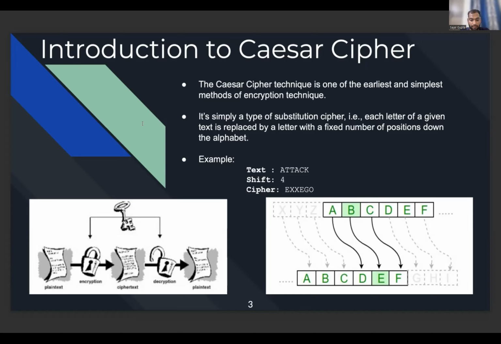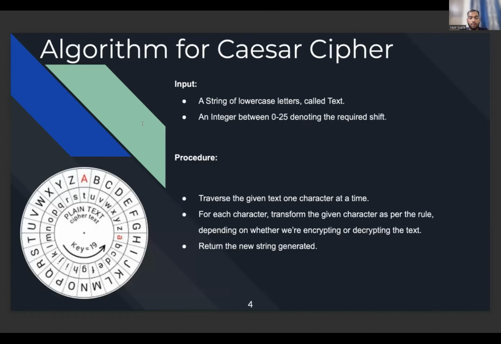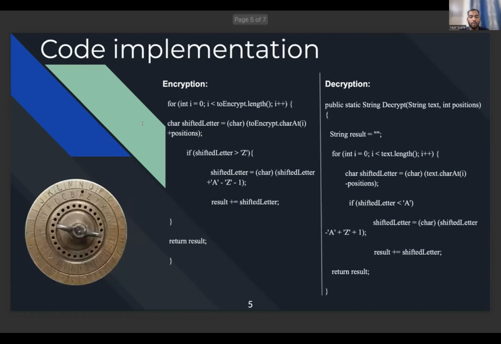and completed his task. I hope the story gave you the idea of the Caesar cipher technique. Now let's look into the algorithm which is used behind this. In the algorithm, we take as input a string and an integer between 0 and 25 denoting the required shift. The procedure is: we first traverse the given text one character at a time, transform each character as per the rule, and then we generate a new string as per the decided shift.